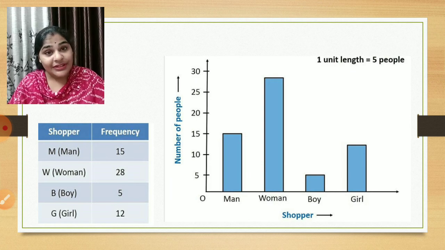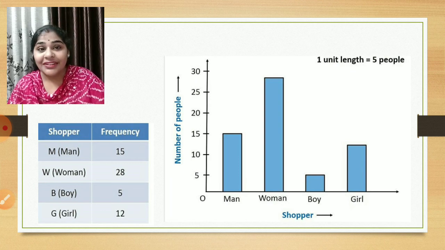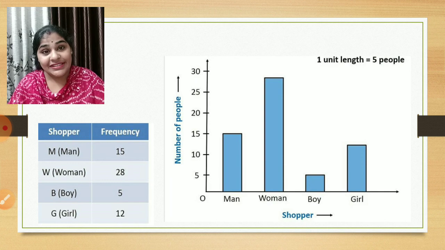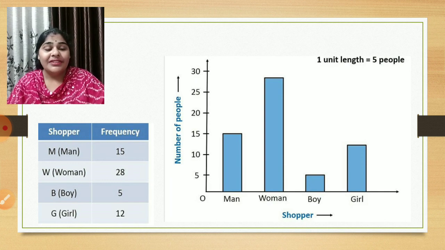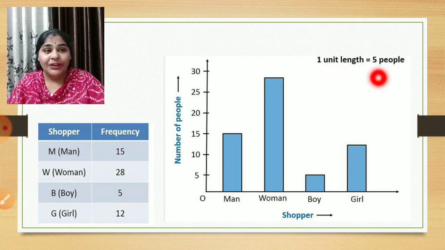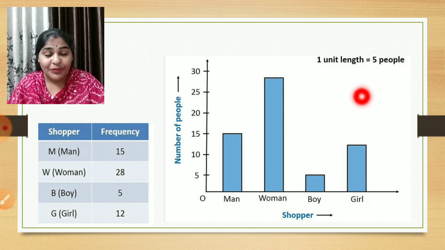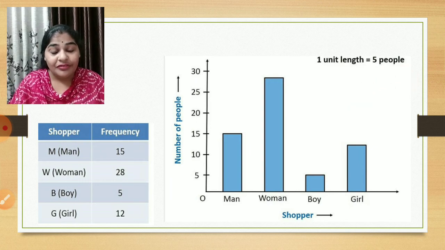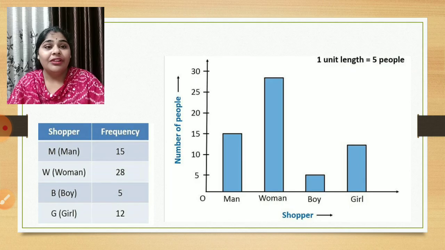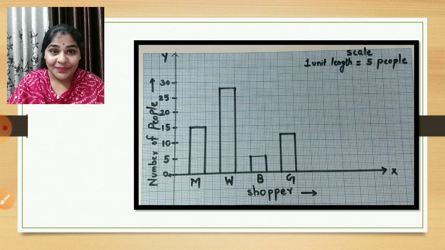And first you have to decide what scale you are taking, right? This we have already learned, children, in the last 7th standard, right? So this is what I'm taking. 1 unit length is equal to 5 people, right? When I draw this graph on a graph paper, it will look something like this, right?